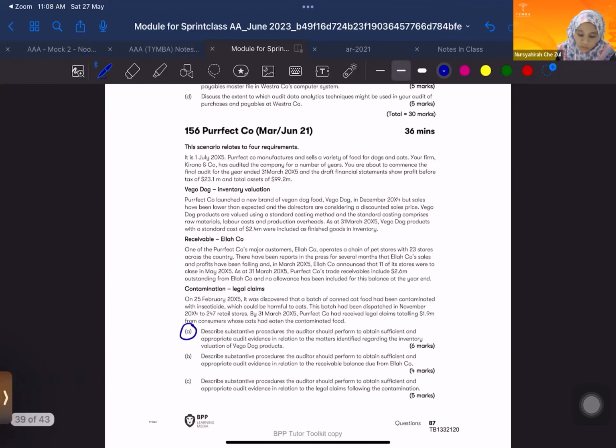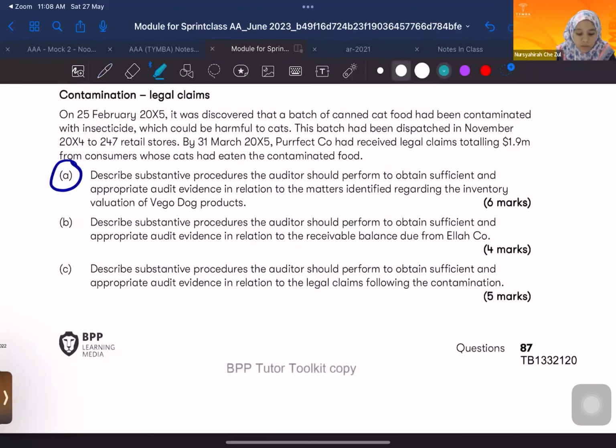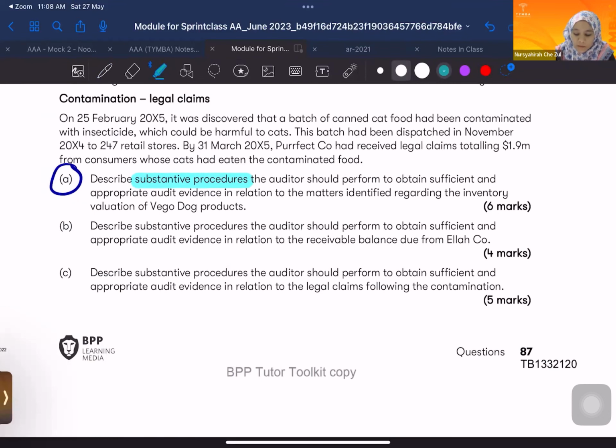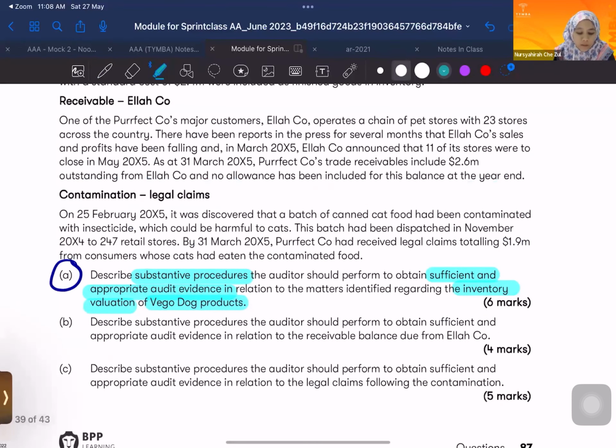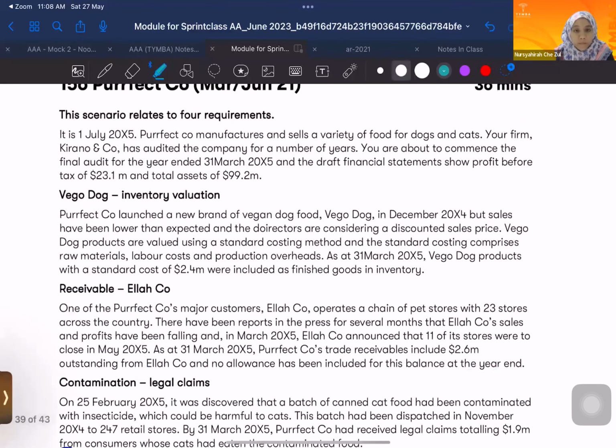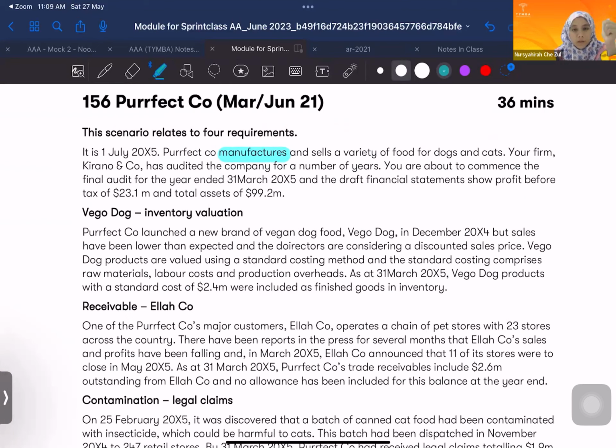So let's go straight away to the requirement. Describe substantive procedure the auditor should perform to obtain sufficient and appropriate audit evidence in relation to the matters identified regarding the inventory valuation, valuation of Vegodoc product. Now let's look into the background of this company. They are a manufacturing company, so you can expect there will be raw mat, WIP, and finished goods. They sell variety of food for dogs and cats.